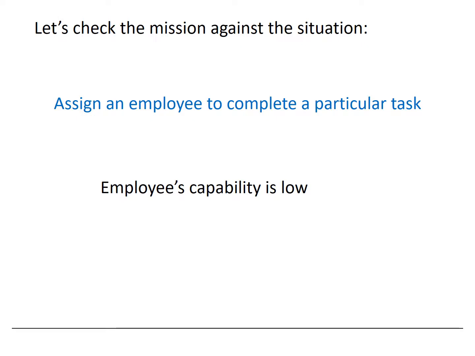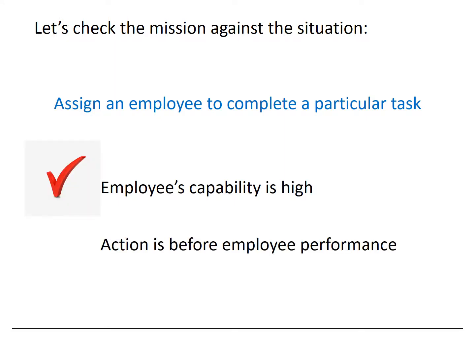It sounds logical, but let's confirm that it makes sense. The first part of the situation is that the employee's capability is low. Does it make sense for us to want to teach the task or skill when capability is low? Of course it does, so that checks out. Next, does it make sense for us to teach the task or skill before the employee performs it? Of course, we don't want to delegate a task to somebody who's incapable of doing it and then teach them after they've attempted and failed, so this checks out too.